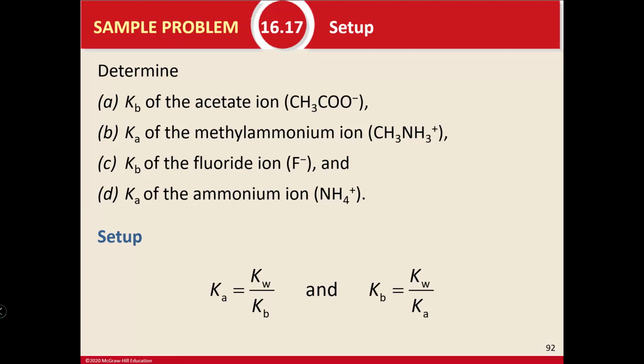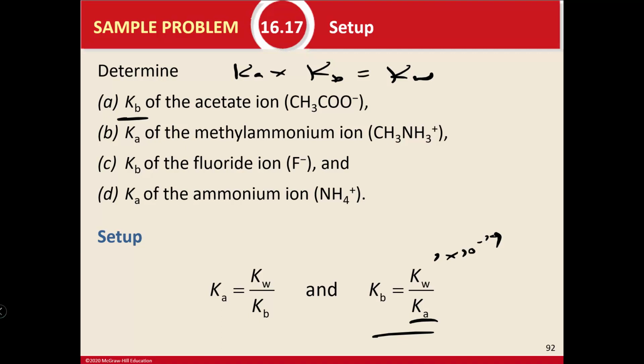All right, so let's look at a problem here. It says determine the Kb of the acetate ion, determine the Ka of the methylammonium ion, the Kb for the fluoride ion, and the Ka for the ammonium ion. So to do all of these problems, the tool that you're going to need is Ka times Kb equals Kw. So for the first one, A, we're going to use this equation. We're asked to find the Kb. So the Kw for water is 1 times 10 to the negative 14th.